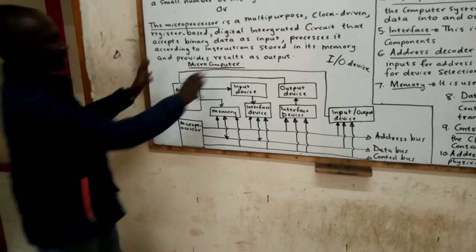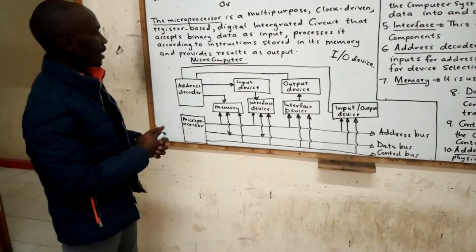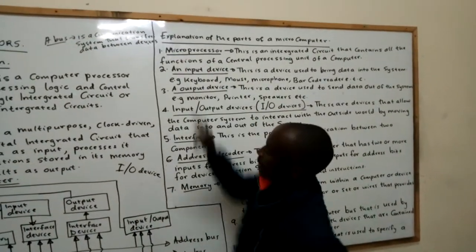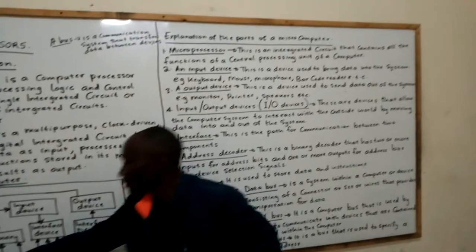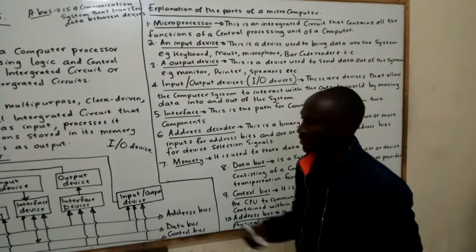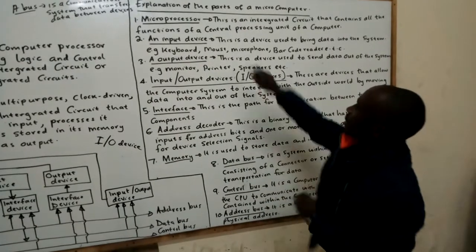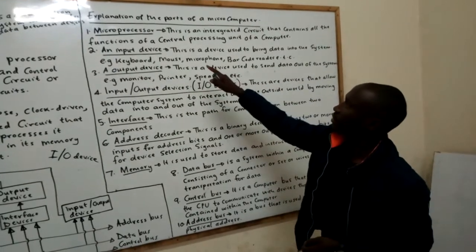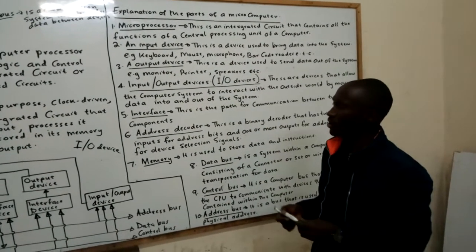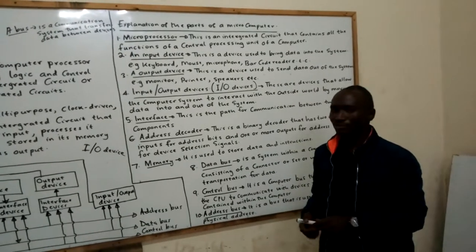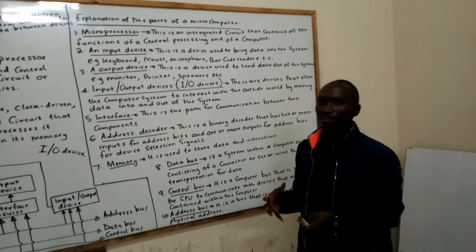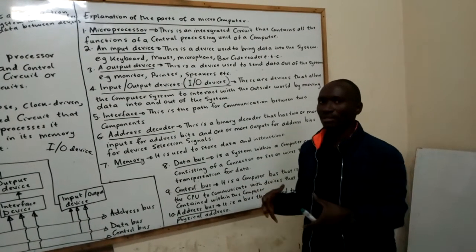Now I want us to discuss some of these parts of a microcomputer. Let's get to the first one. The first one is the microprocessor. Let's describe this and see what it is. A microprocessor is an integrated circuit that contains all the functions of a central processing unit of a computer. When you talk of the microprocessor, basically it is the CPU. You know that in a CPU of a computer, that is where all the processes take place.